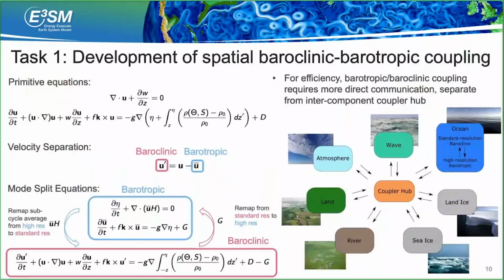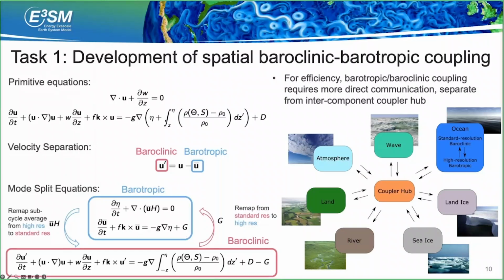So the first task of 4 under this project is the development of this spatial baroclinic-barotropic coupling. So we have the primitive equations that MPAS-Ocean solves. As I mentioned, we already split these into a baroclinic and barotropic component. The barotropic part of the total velocity is the depth average velocity. The baroclinic is the zero vertical mean perturbation about that. And so to get our barotropic equations in blue here, we depth average the primitive equations.